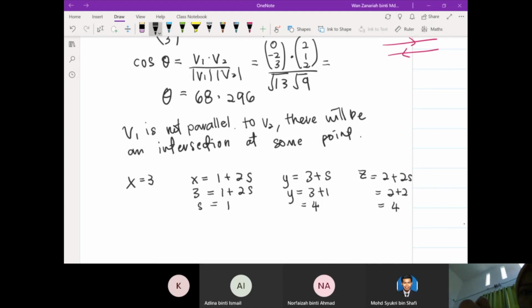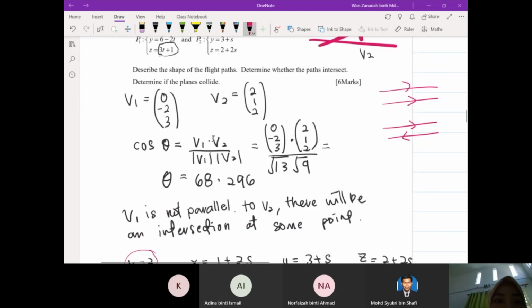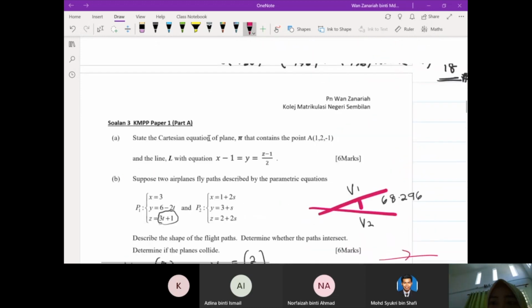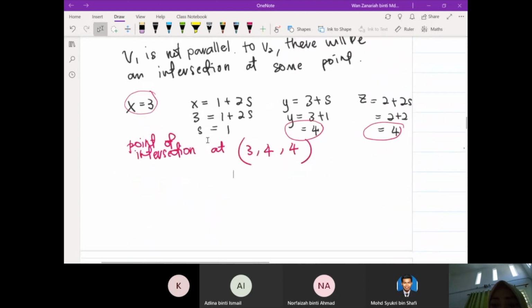So we have to present our answer in point form. So 3, 4 and z equals to 4. Okay, point of intersection, 3, 4, 4. Okay? Alright. Okay, Alhamdulillah, we managed to answer 3 questions. I'll proceed to the next question.